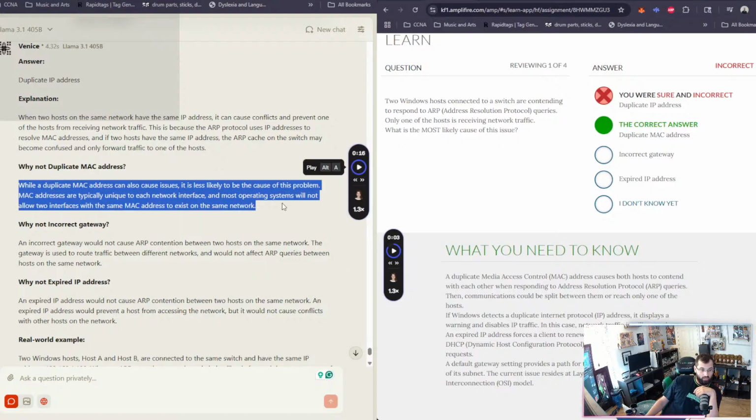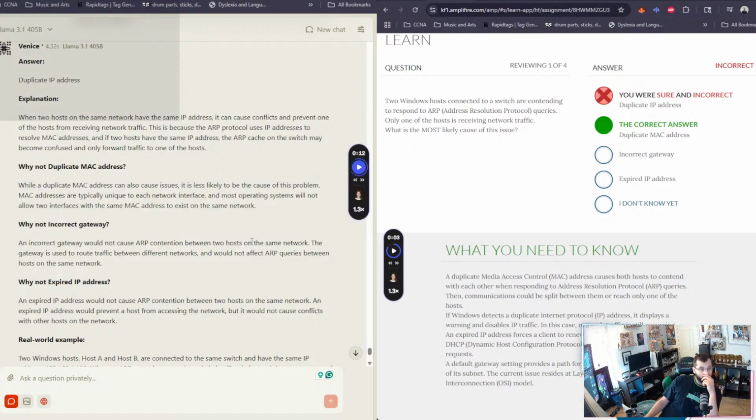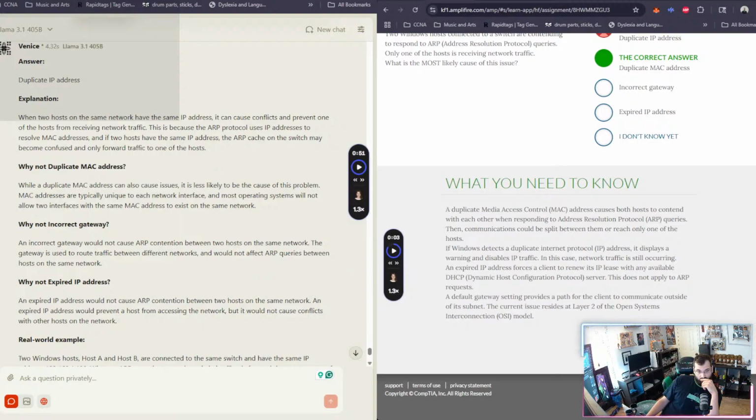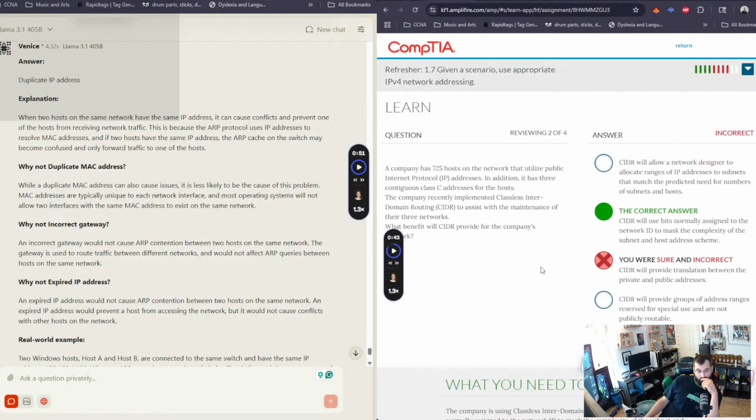So tell me why it's not a duplicate MAC address. While a duplicate MAC address can also cause issues, it is less likely to be the cause of this problem. MAC addresses are typically unique to each network interface, and most operating systems will not allow two interfaces with the same MAC address to exist on the same network. So how can it be the duplicate MAC address? Okay.